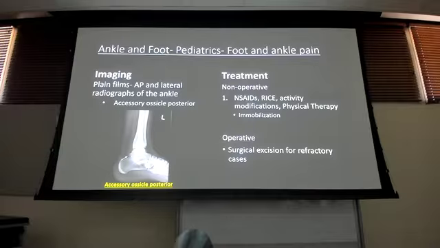But we're going to do our RICE therapy for activity modification. Sometimes you can immobilize it for this as well. And then anybody that fails non-op treatment, we look at sending them to surgery for refractory cases. Normally, at least 3 to 6 months of non-op treatment first is what we recommend, and then if they fail that, we look at sending them to orthopedics or putting a referral in for orthopedics.